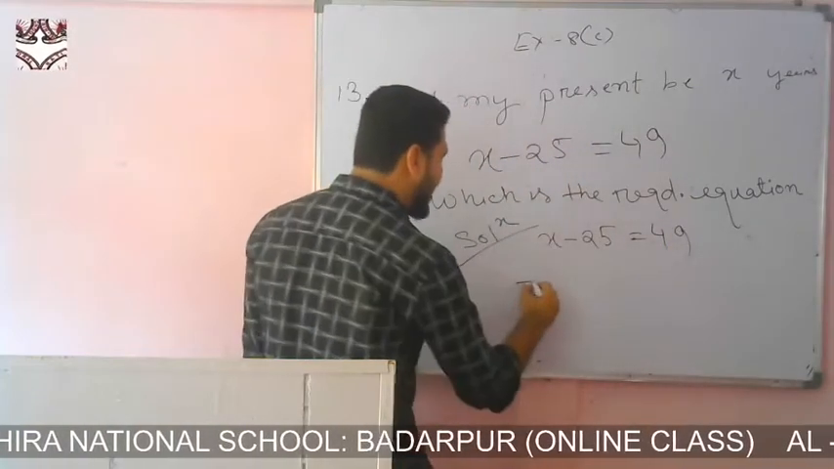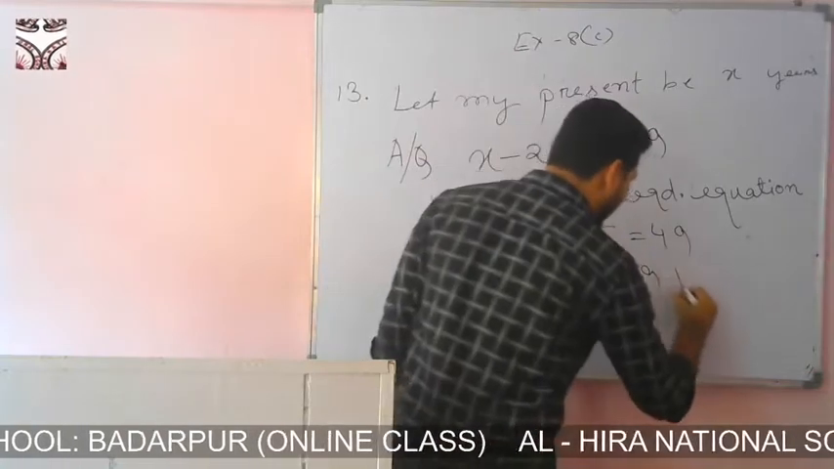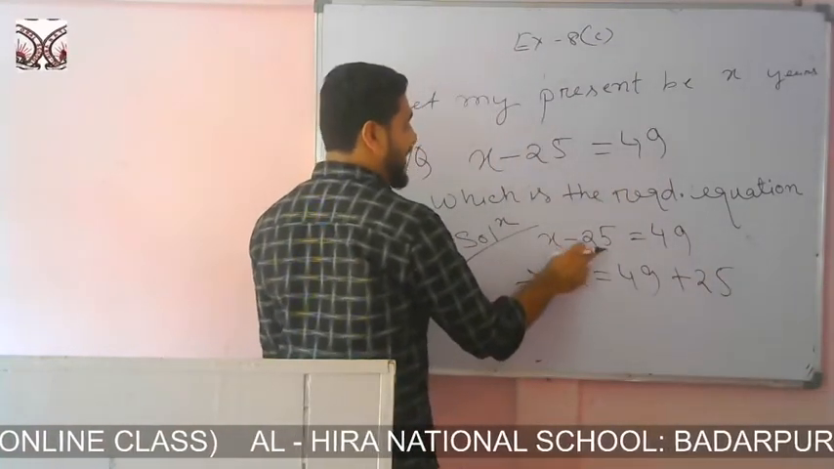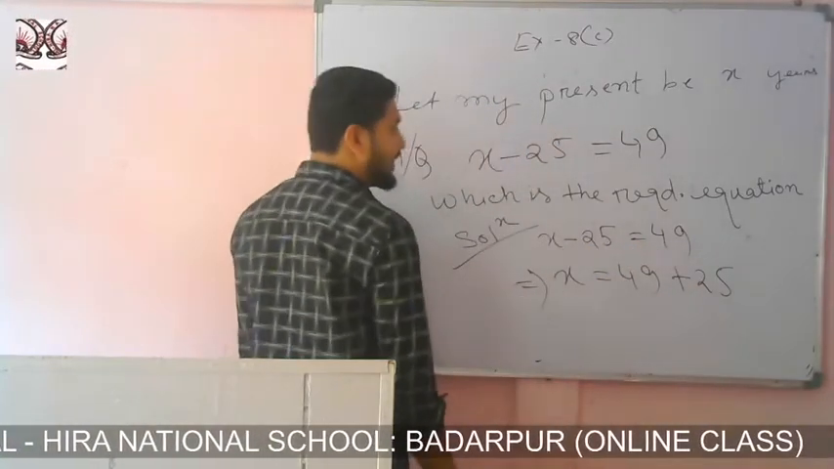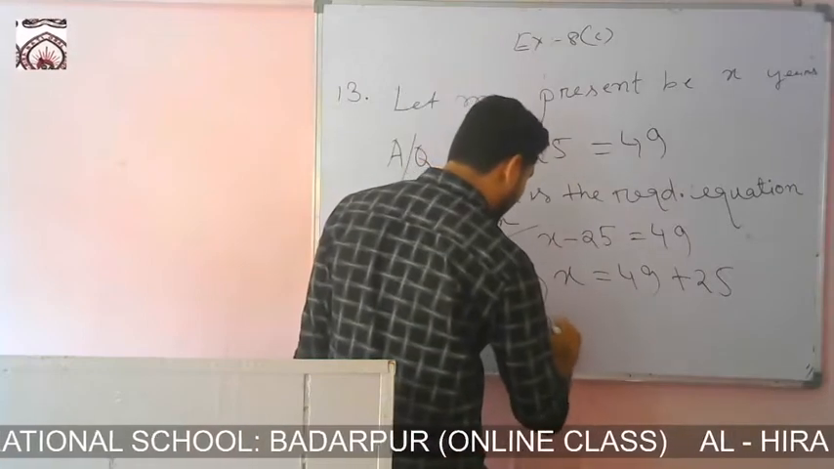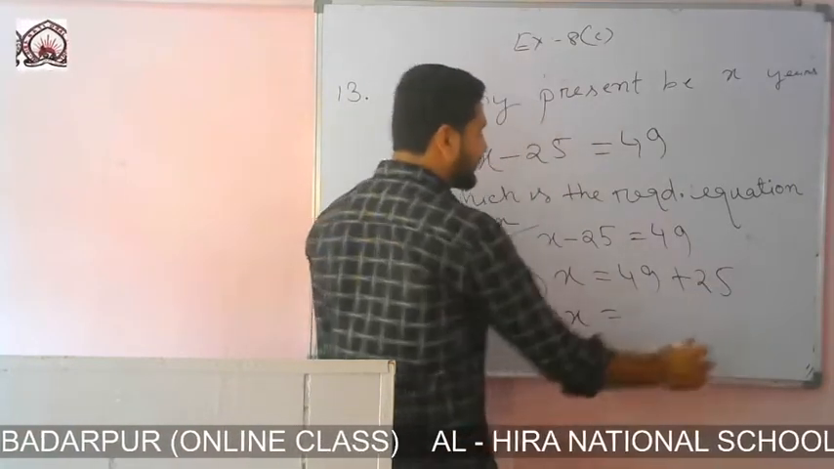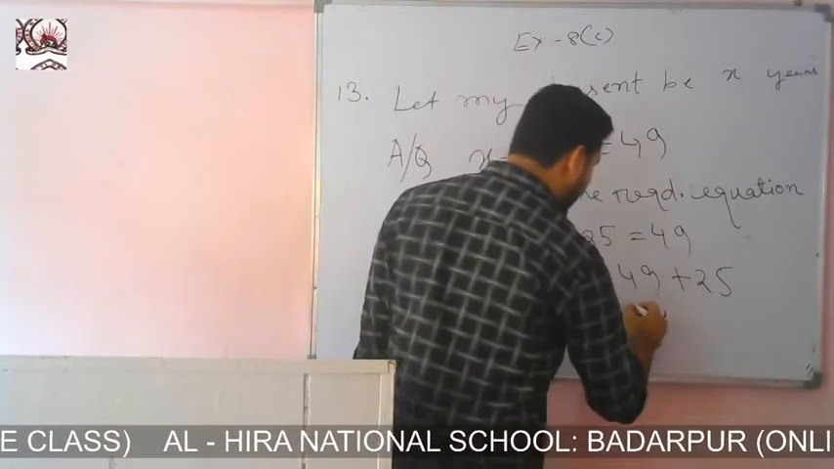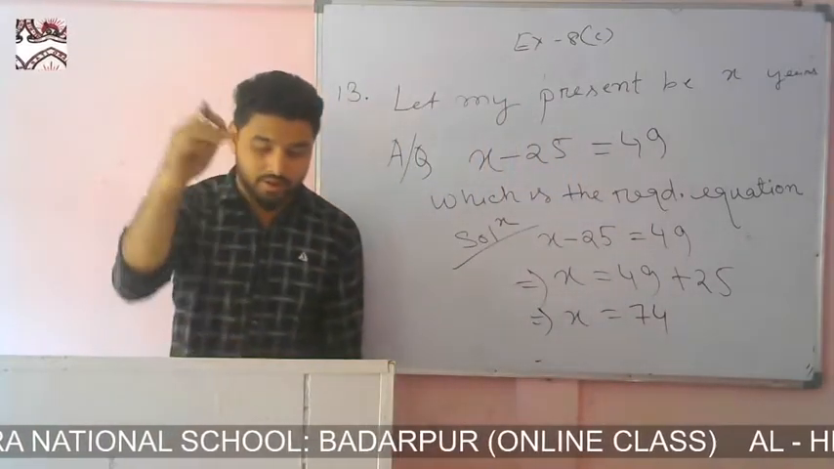49. So from here you can find what? X equals to 49 plus 25. Okay. Because in the left side it is minus 25. So if I transpose to the right side, then it will become what? Plus. So I can add x equals to what? If I add, then 9 plus 5 is 14, and here 4 plus 2 what? 6, and 1 is 7, 74. Okay, 70.